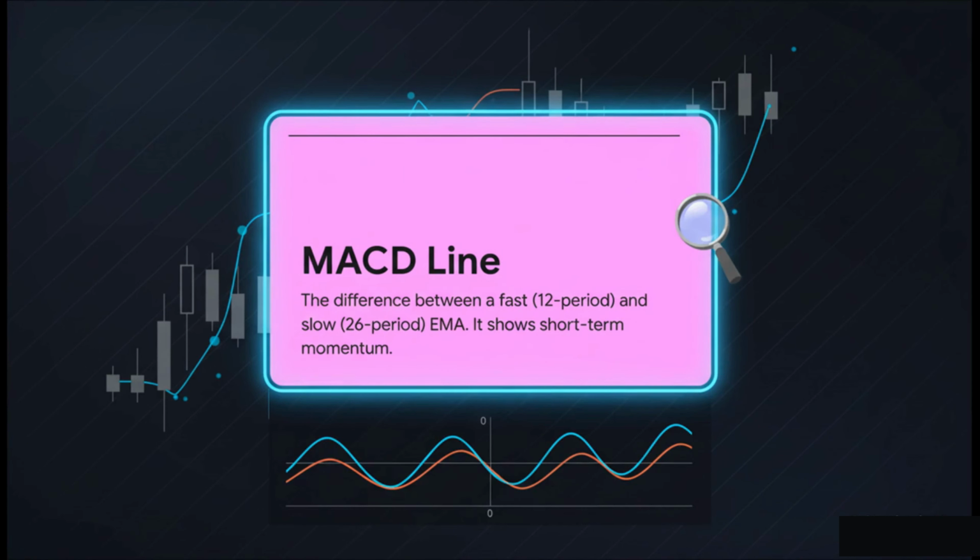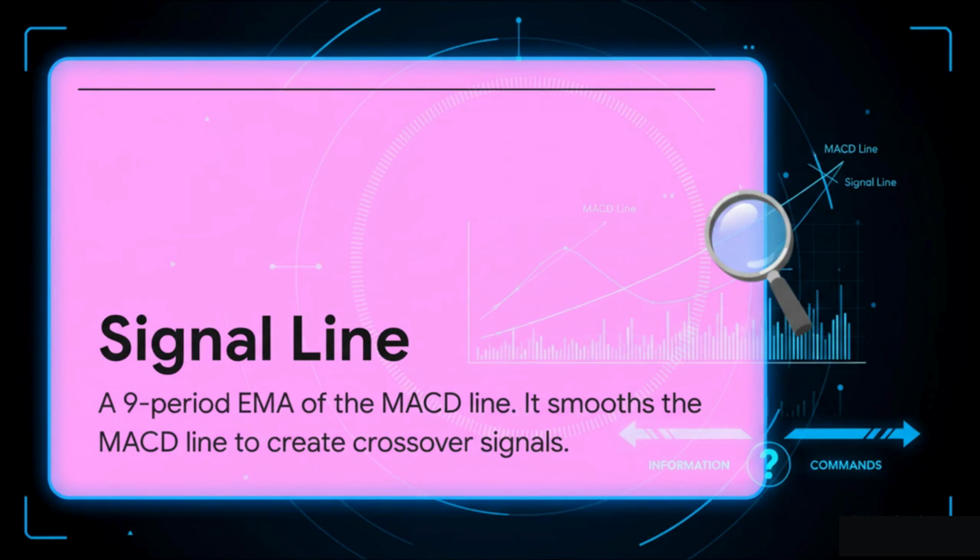First up, you've got the MACD line itself. This is really the heart of the whole thing. It's just the distance between a fast 12-period moving average and a slower 26-period one. Now, these are exponential moving averages, or EMAs, which just means they pay more attention to recent prices so they react faster. When this line moves away from zero, it means short-term momentum is picking up. When it falls back towards zero, momentum is fading. Simple as that.